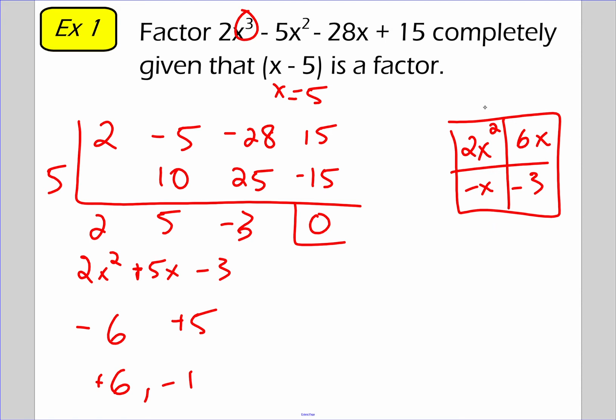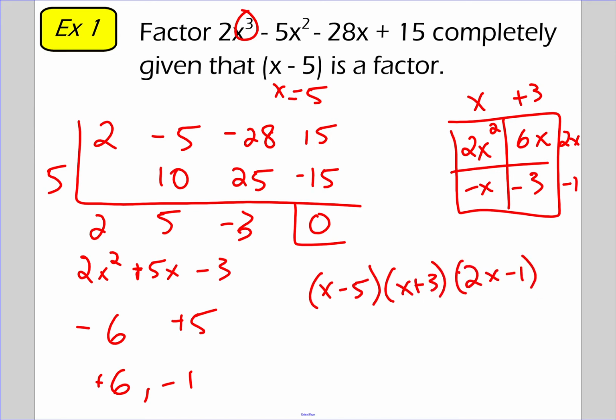So in this first column, the common factor is x. In the second one, it's 3. In the first row, it's 2x. In the next one, it's -1. So that gives us our other two factors. So now we can rewrite our polynomial as x minus 5 times x plus 3 times 2x minus 1. And again, if you want to find the zeros of those, you can set each of those equal to 0 and solve. You're going to get 5, -3, and 1/2.